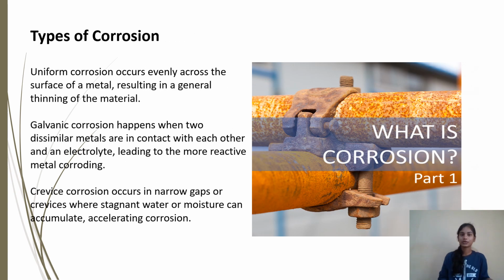Types of corrosion. Uniform corrosion occurs evenly across the surface of a metal, resulting in a general thinning of the material. Galvanic corrosion happens when two dissimilar metals are in contact with each other and an electrolyte, leading to corrosion of the more reactive metal. Crevice corrosion occurs in narrow gaps or crevices where stagnant water or moisture can accumulate, accelerating corrosion.